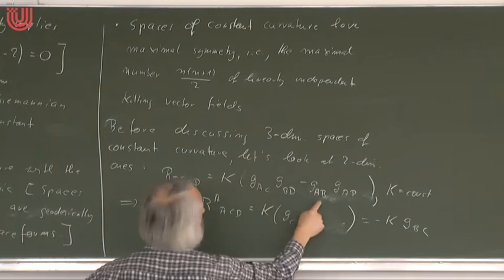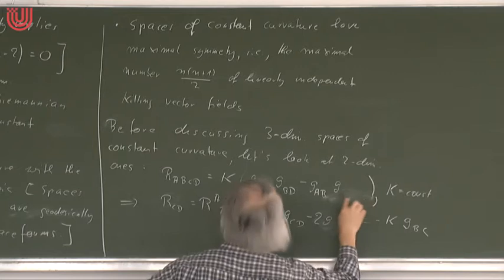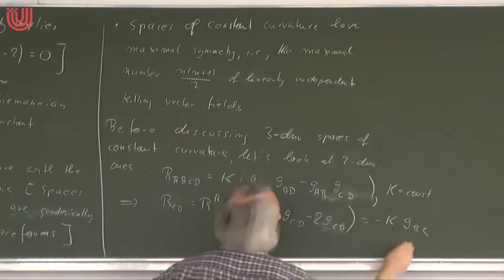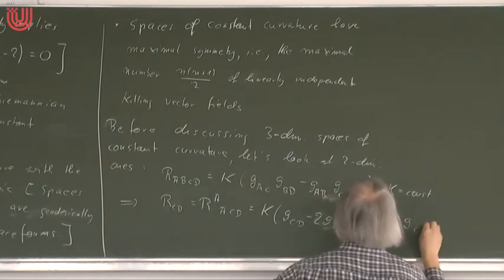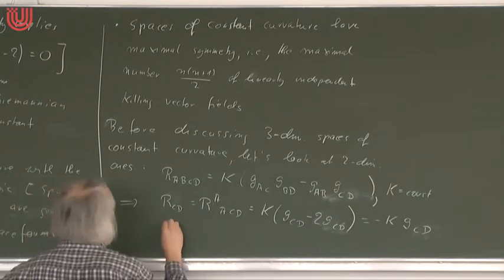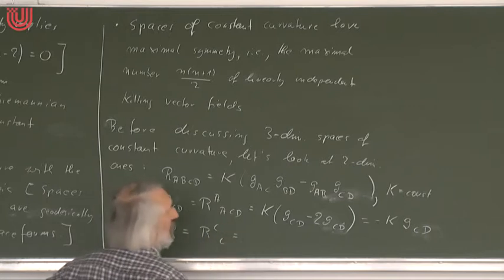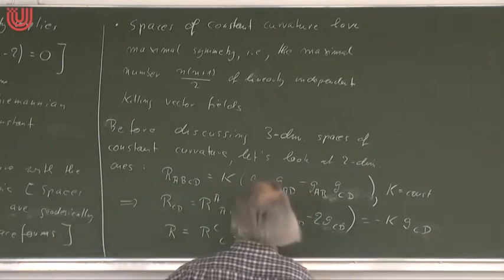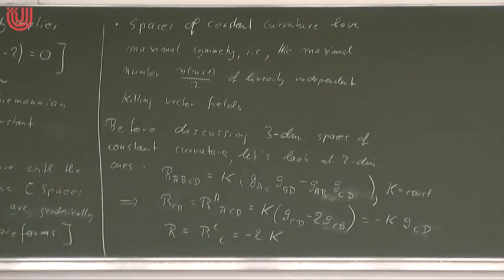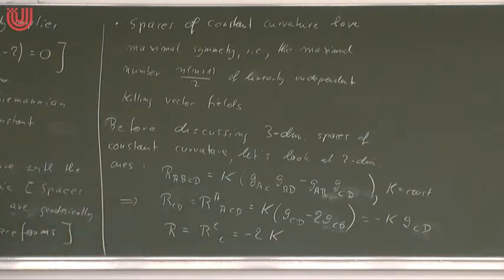Now I contract over this. This gives a 2, right? This gives a 2 times g_CD, and that looks much better. Yes, this gives indeed minus K g_CD. And now the scalar curvature, this is R^C_C. So this gives again a 2, so it's minus 2K. So the Ricci scalar is essentially the same as the Gaussian curvature in 2 dimensions, with my convention, with this factor minus 2.